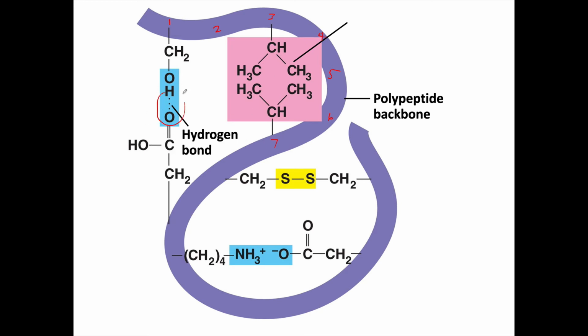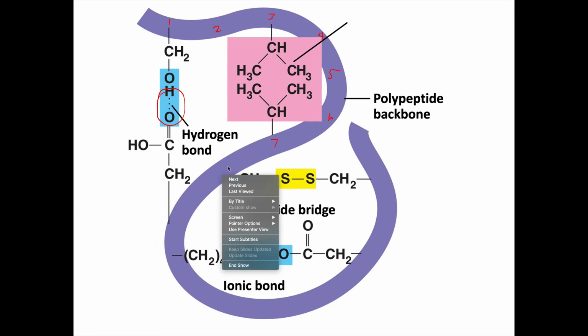Here we go. An H and an O, which are attracted to each other, keeping this part connected with a little bit of force. We have our ionic bond here at the bottom of this curve, a positive and a negative. We know they attract. We have our disulfide bridge. So over here, over here and over here, this is locked into position. This loop stays a loop.